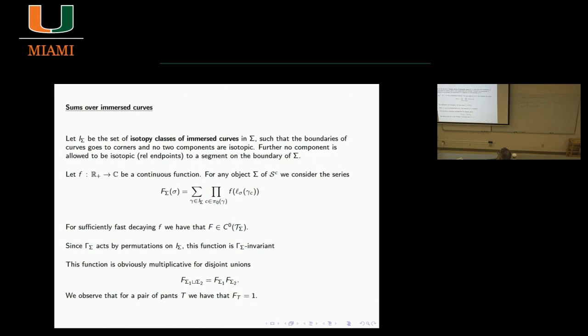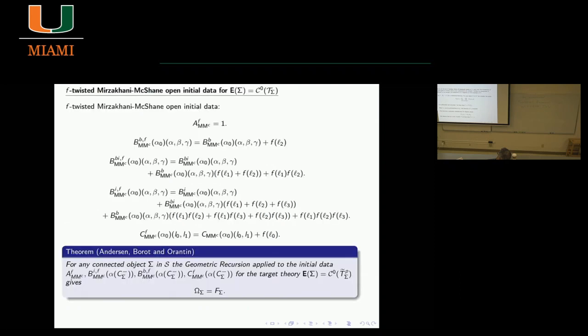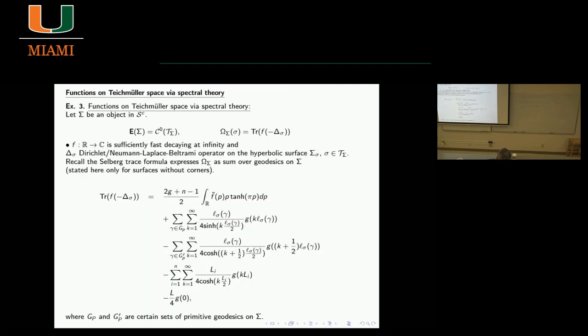And so when you do this here, you also get a continuous function on Teichmüller space, and this satisfies this recursion here. So you see it starts becoming more and more complicated, but it's still very nice combinatorial stuff. And then the thing is that once you can do that, you can do this one by the Selberg trace formula. Yes. And so this is the Selberg trace formula that re-expresses this in terms of sums over primitive geodesics.